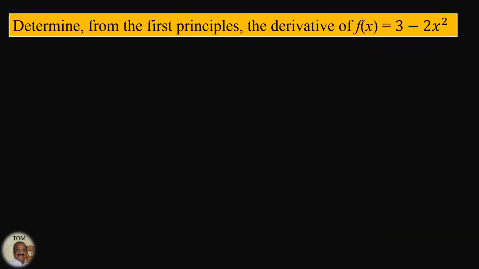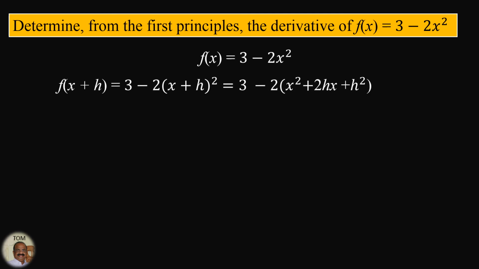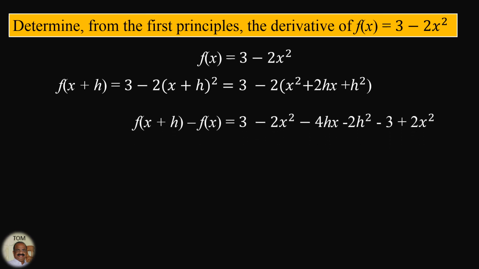Determine from first principles the derivative of f(x) = 3 - 2x². Another question. So we write f(x + h), which is 3 - 2(x + h)², which is equal to 3 minus 2 times the expansion of (x + h)². Do it very carefully. Remove the bracket. We get 3 - 2x² - 4hx - 2h² - 3 + 2x².